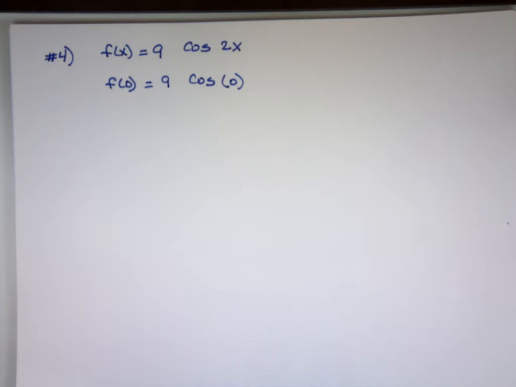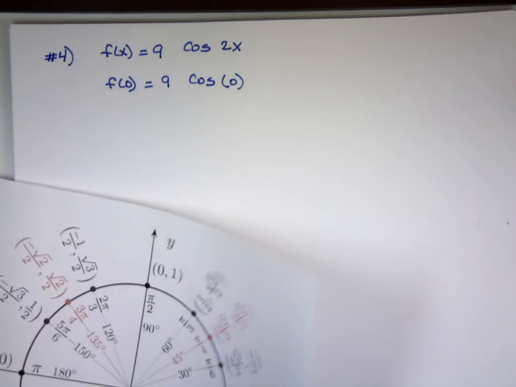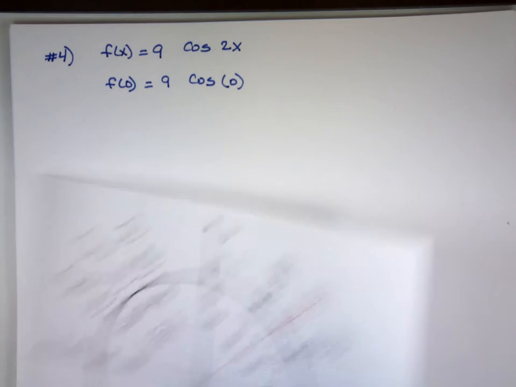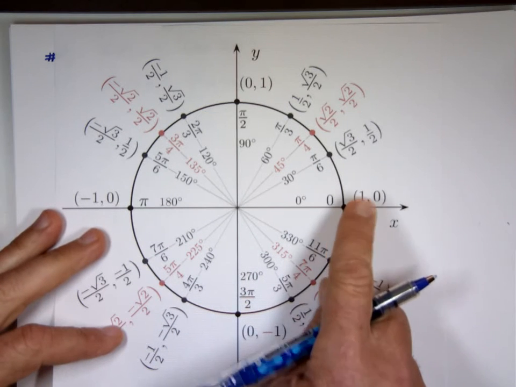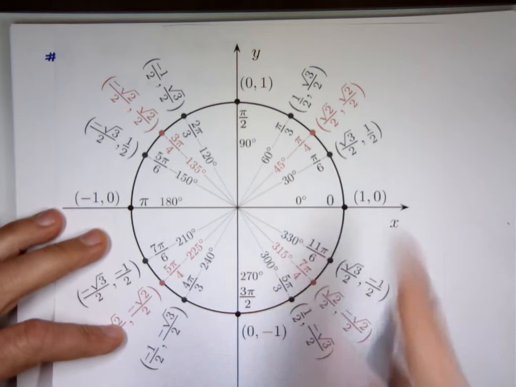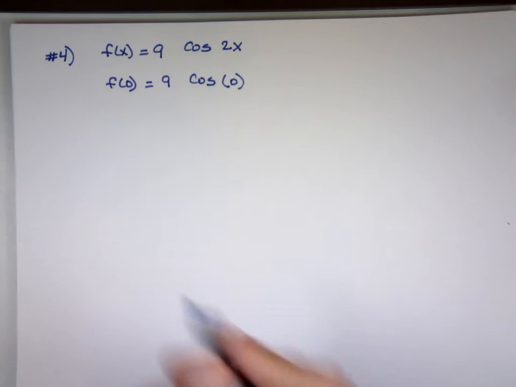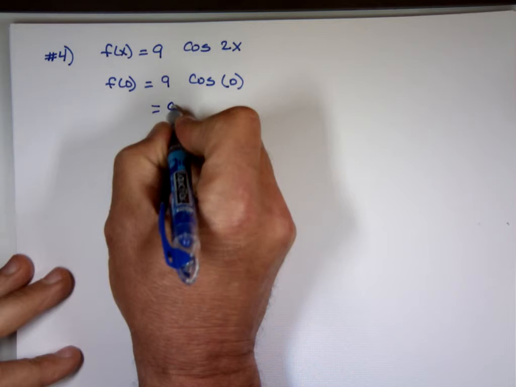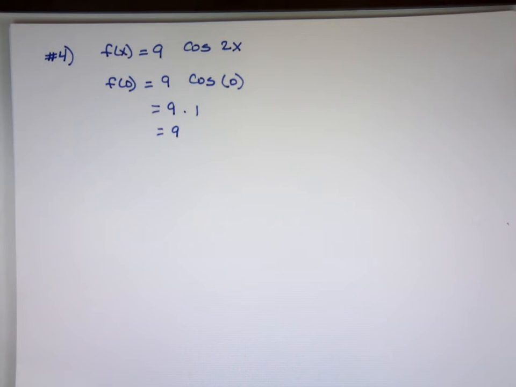You can go to Google and just write unit circle and pick any one that you like. I picked one in color there. Cosine of 0. Cosine is the first number, sine is the second number. What is cosine of 0 equal to? 1. See it from that picture? So this will be 9 times 1, which is 9. So what is f of 0? That's a 9.